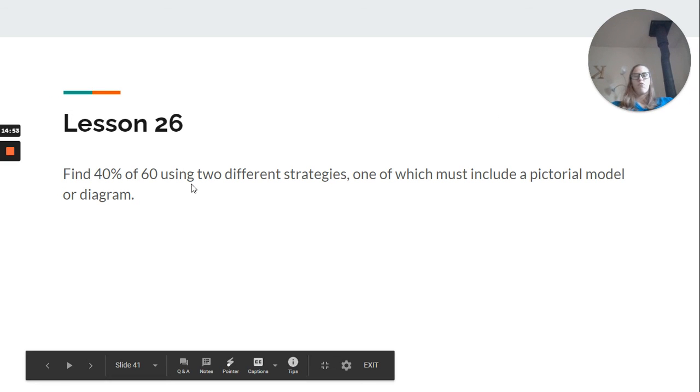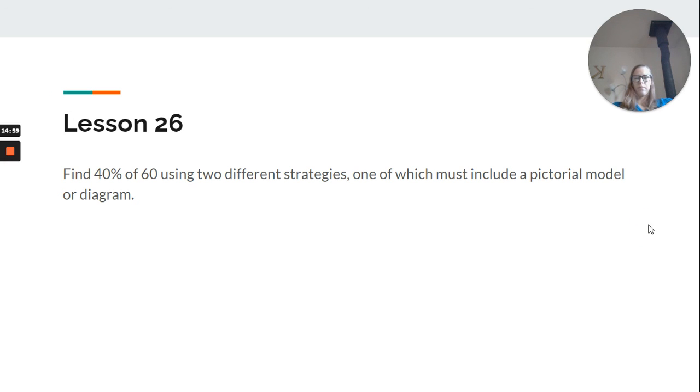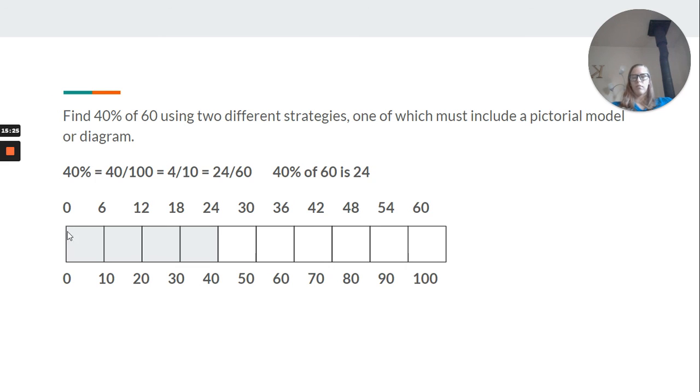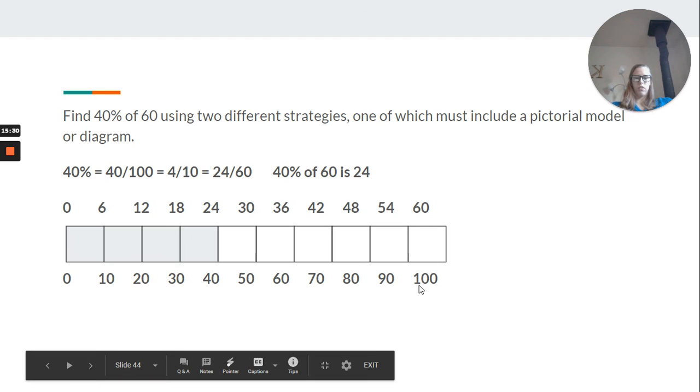26. Find 40% of 60 using two different strategies, one of which must be a pictorial model or diagram. So we have 40% equals 40 over 100. Simplified, that is 4 over 10, which equals blank over 60. Find that out by having 4 over 10 equals blank over 60. 60 times 4 divided by 10 gives us 24. So 40% of 60 is 24. And here is your pictorial diagram. We put 0 and 60 over 100%, as that was our whole, and 100% is the whole. And then 24 is 40%.